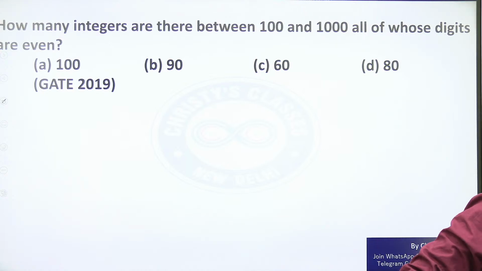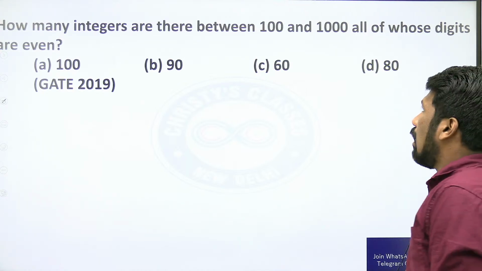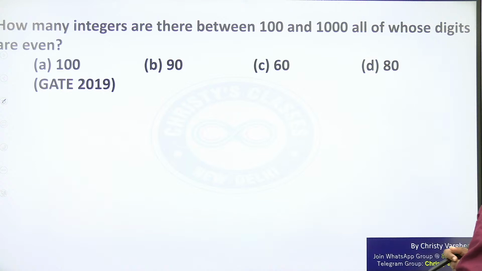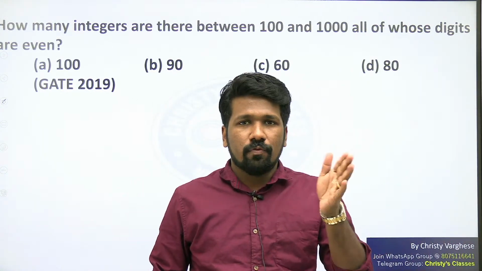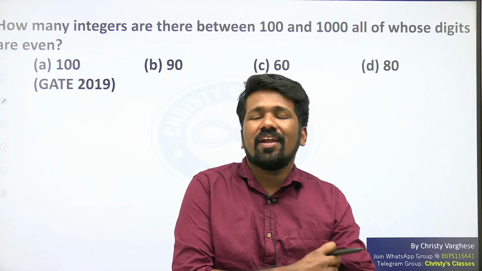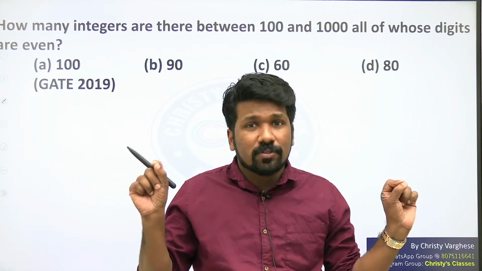Okay, some of you already got the answer right for this question. How many integers are there between 100 and 1000, all of whose digits are even? Even digits, you know, 0, 2, 4, 6 and 8 are the even digits. All of whose digits are even.